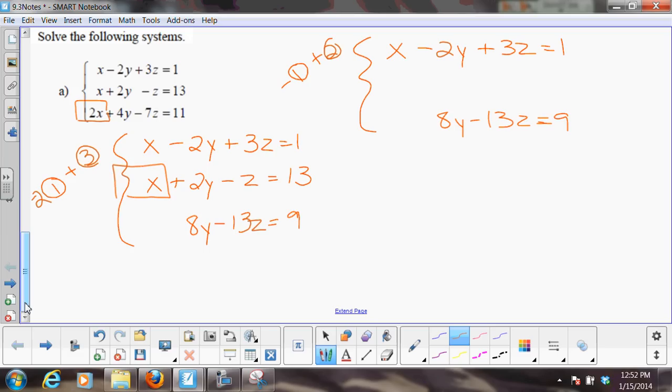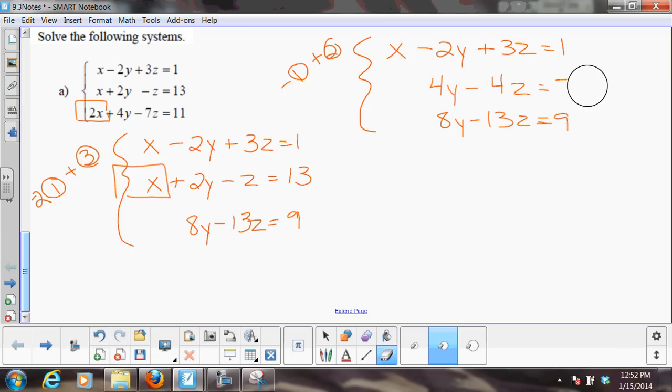I am changing the middle row. So a -x plus x goes away. Negative and -2 is +2. 2 and 2 is 4y. And -3 plus -1 is -4z. And then -1 plus 13 is -12. Oh, that's not true. It's +12, not -12. I was just so used to saying negatives. +12.